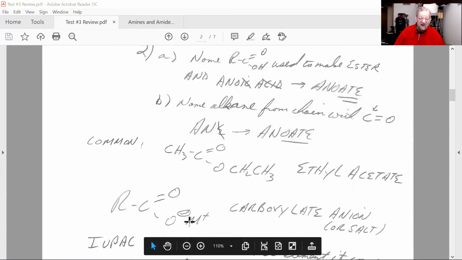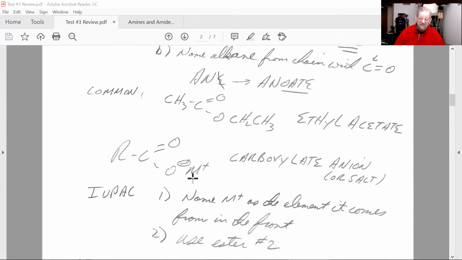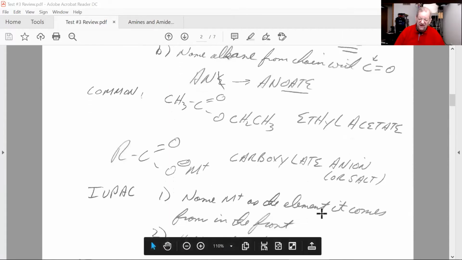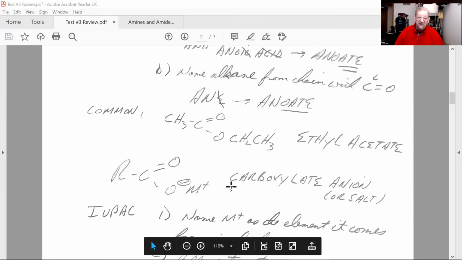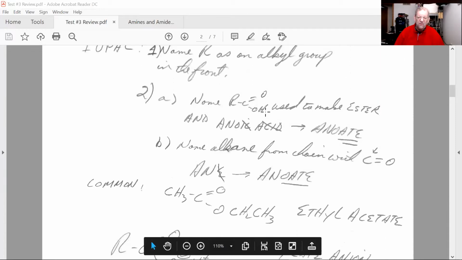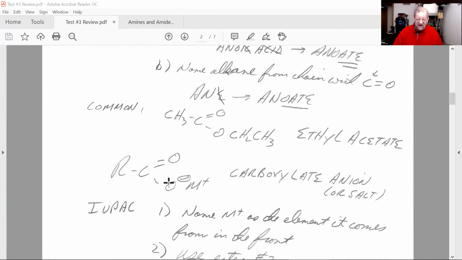Now, carboxylate anions, how do you name them? You name the M plus, the cation, as the element it comes from and put that in front. For Na plus, sodium, K plus, potassium, Li plus, lithium. And then use the same as number 2 for esters, which you can either use 2A or 2B, or not to be. That's the question. Oh, I can't resist doing that. But anyways, either one of these will work, and that's how you do carboxylate anions.